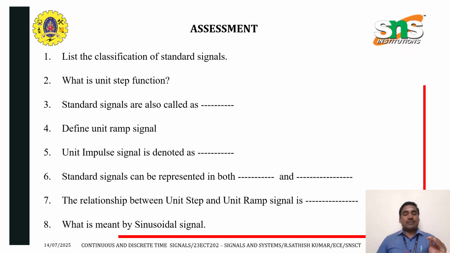What is meant by sinusoidal signal? It can be represented by a cosinusoidal signal and a sinusoidal signal. x(t) = A sin(Ωt). Cosinusoidal can be defined as x(t) = A cos(Ωt).